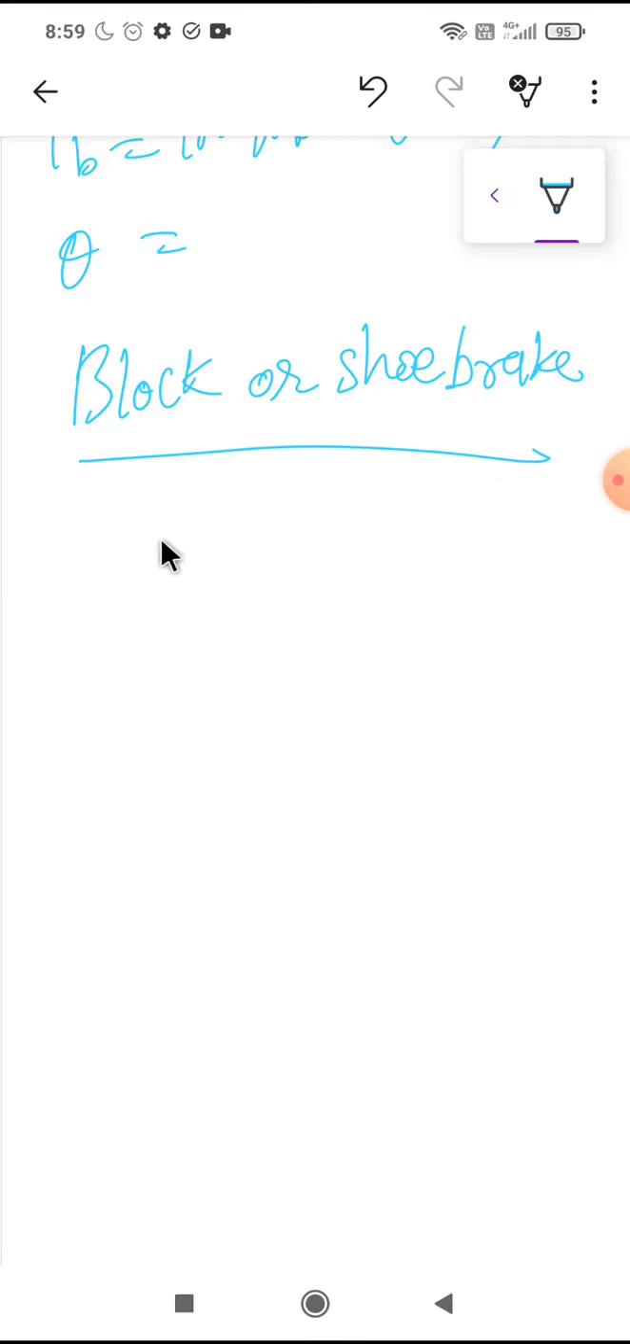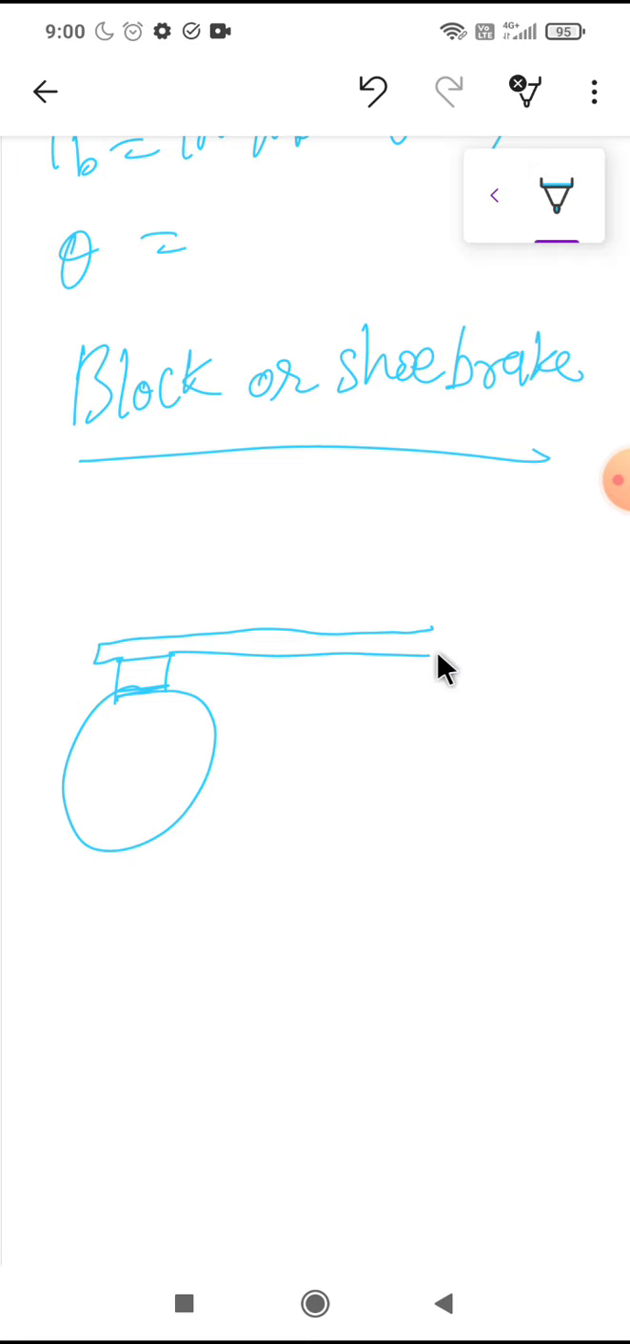Let's discuss this block or shoe brake. Suppose there is a rotating drum which is rotating. Now there is a brake attached here. That is a block, or you can call it a shoe, and this is attached to a mechanism. There is a lever where you can apply the brake, and this is a pivot.